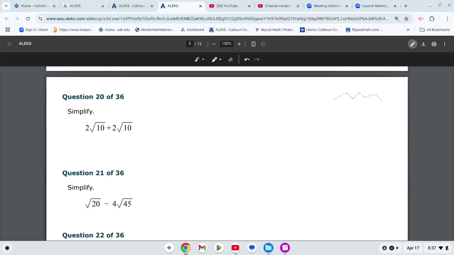I will tell you that on this test, there are no chapter 11 questions, so don't worry about that. But there will be chapter 11 questions on the final exam, so do be prepared for that.